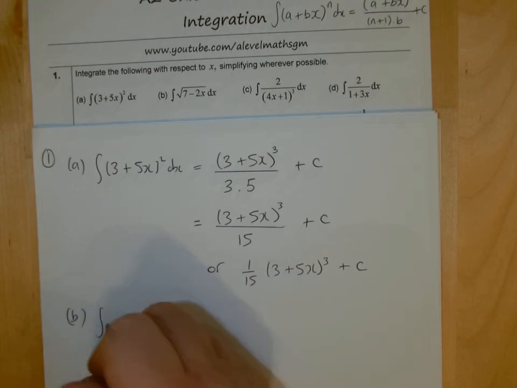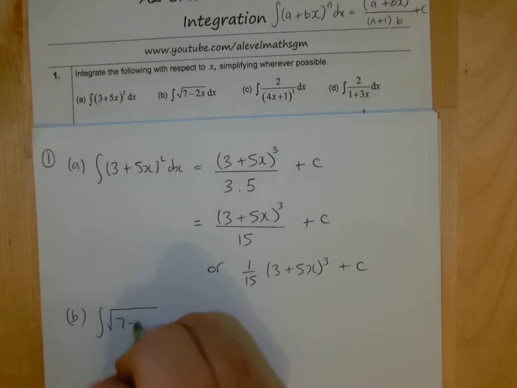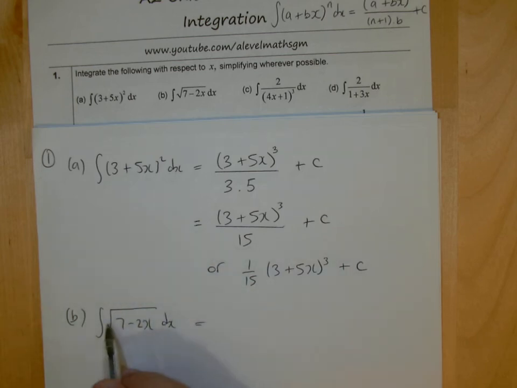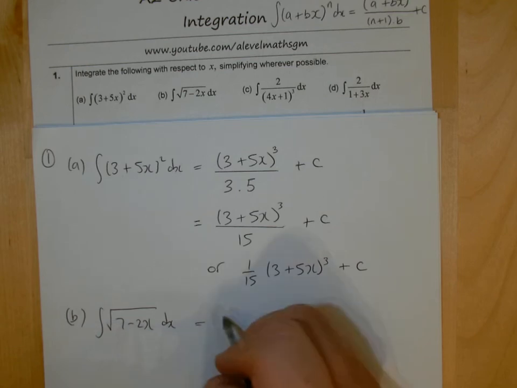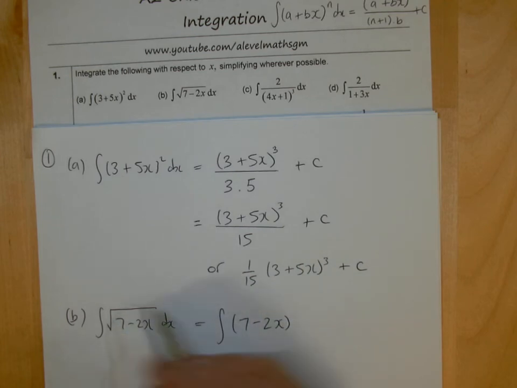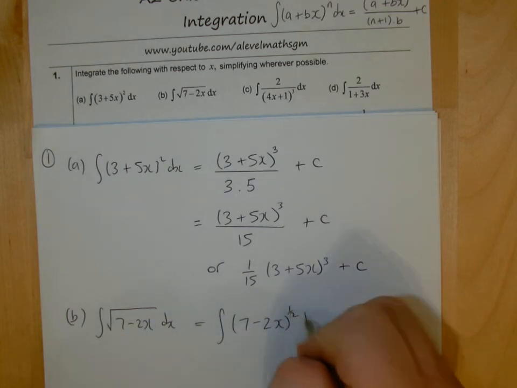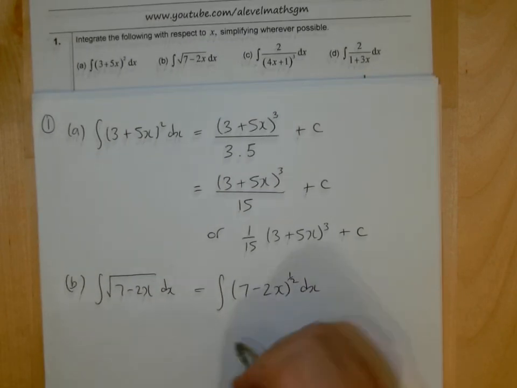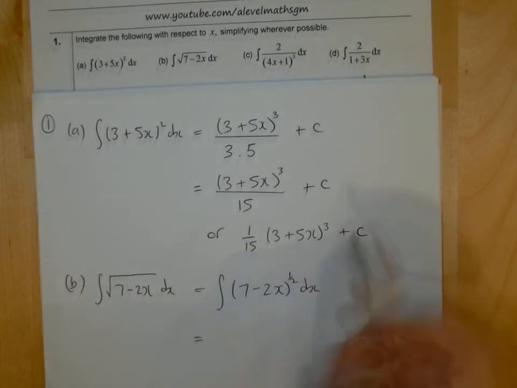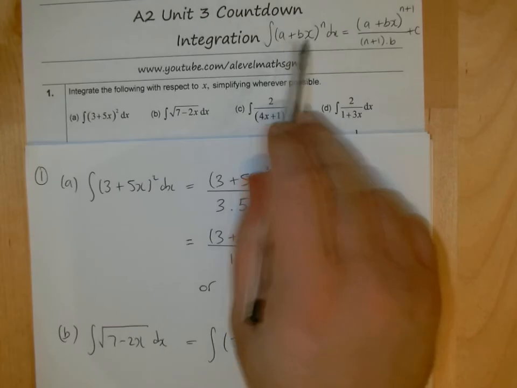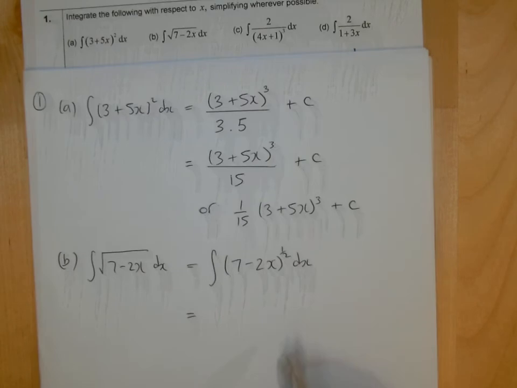So let's look at the second one. You've got the integral of square root of 7 minus 2x dx. And of course we know by now you can rewrite this as a bracket, because the square root has its own power. Square root is a power half with respect to x there. So we'll apply the same rule here because it's a linear term in here, just like we've got in the general rule.